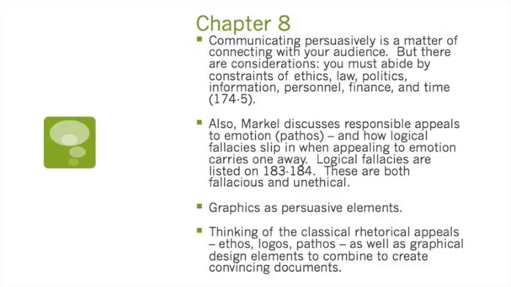So there's a big list on 183 to 184 of logical fallacies, and you've probably become familiar with these in other core writing classes, but remind yourself of them. They are both fallacious and unethical. So they're fallacious, meaning they are fallacies, they are falsehoods. They're not watertight argumentative approaches, but they're also unethical because they have tactics of manipulation or untruth built into them.